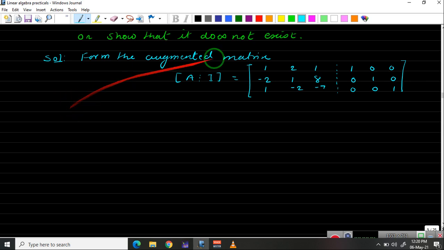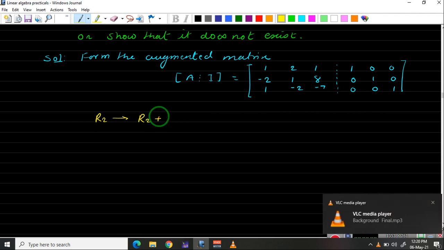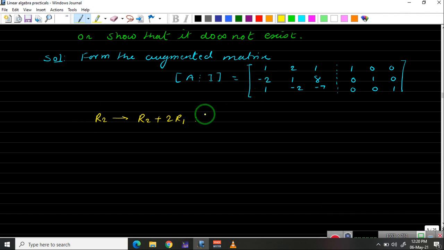Let us put the first operation. We already have 1 here, so there is no problem for the 1. Let us make this 0 and this 0. So let us take them one by one. R2 changes to R2 plus 2 times R1, since -2 is already there. So -2 plus 2 will give you 0.